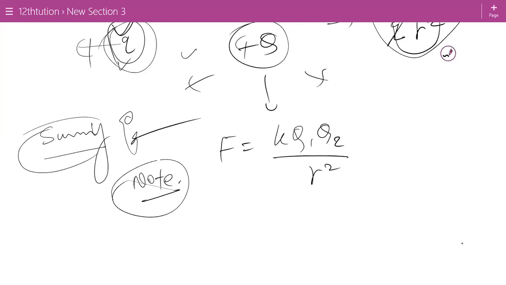And electric field will be kq by r square. That is the electric field at r distance away. And you can write the direction also if you want. And the relation between electric field and force.